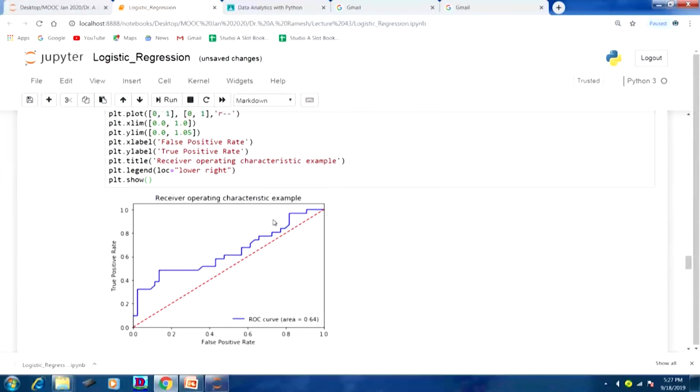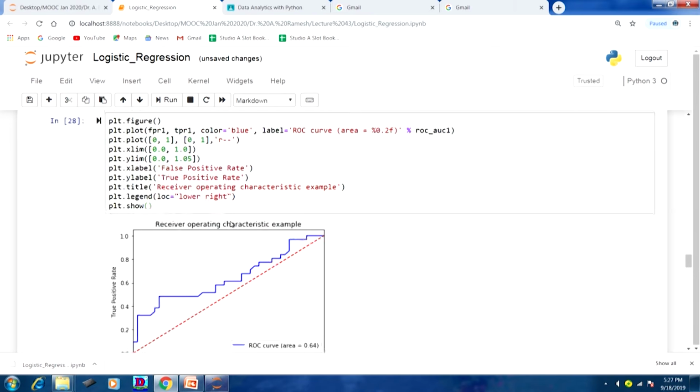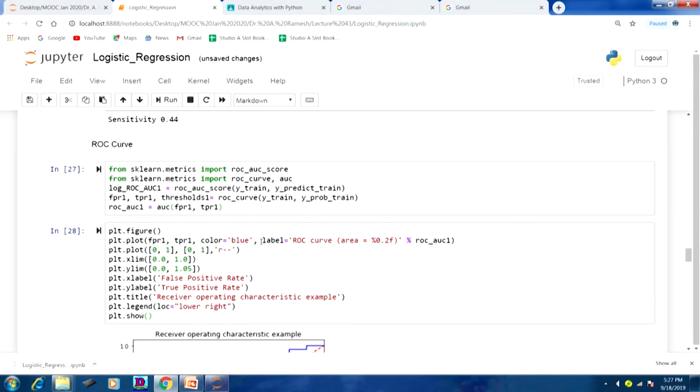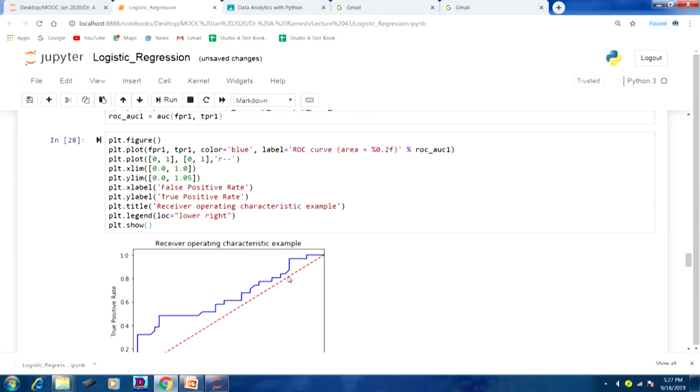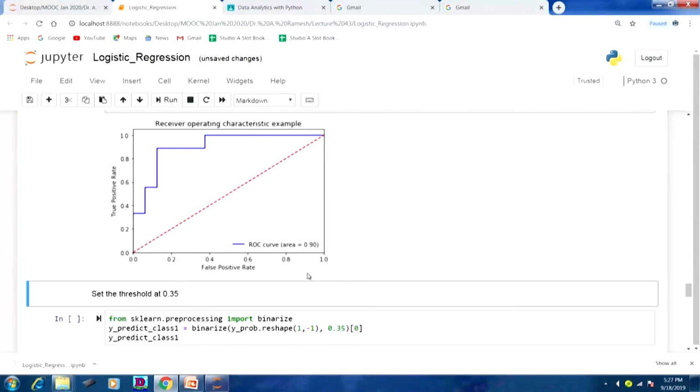When you look at these two curves, this one is for our training data set. For the training data set, the ROC curve looks like this, and the area is 0.64. For the test data set, the area under the ROC curve is 0.9. So, our model works very well for the test data set.